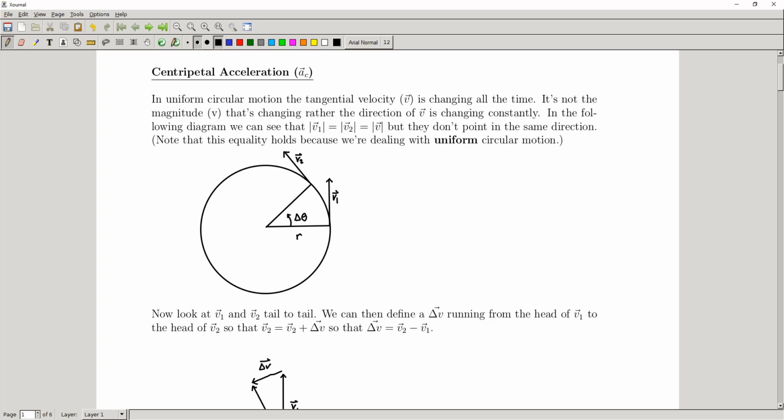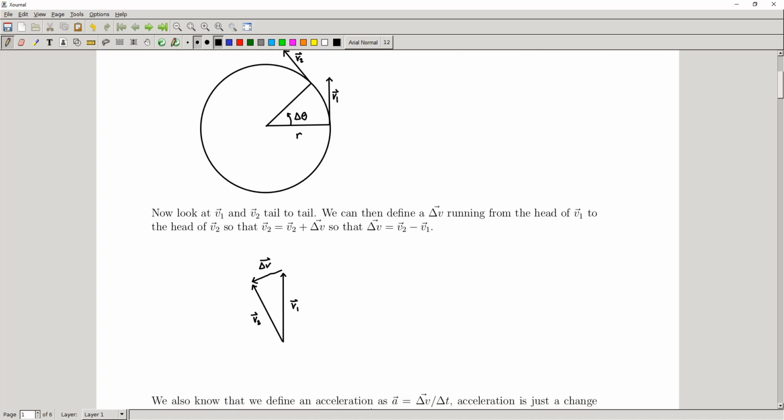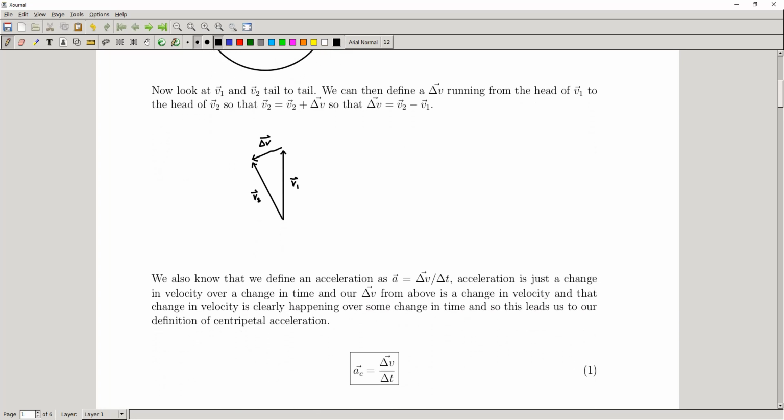But so the magnitudes aren't changing, but the direction is constantly changing. So it was pointing in this direction first, and then it's pointing in this direction after some delta t, some change in time. And so let's collect those two vectors, v1 and v2, and put them tail to tail. And if we do that as I did down here, we can see that we can construct a delta v, which is going to be a change in this velocity, and it's going to run from the head of v1 to the head of v2. And so it'll be defined by this equation here, which we can rearrange into this equation here.